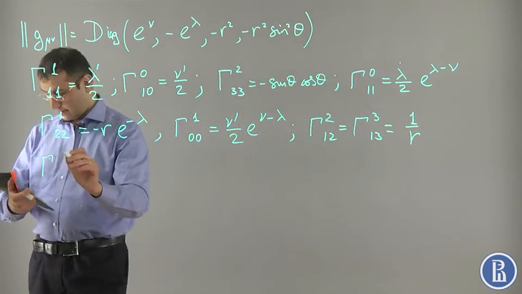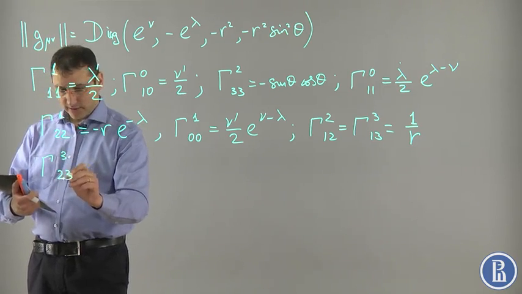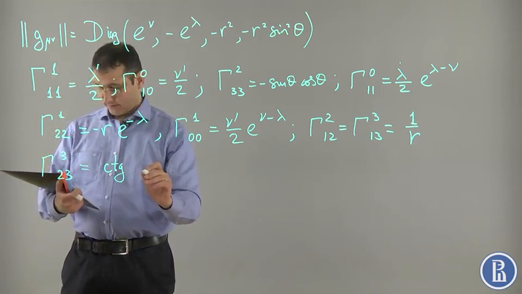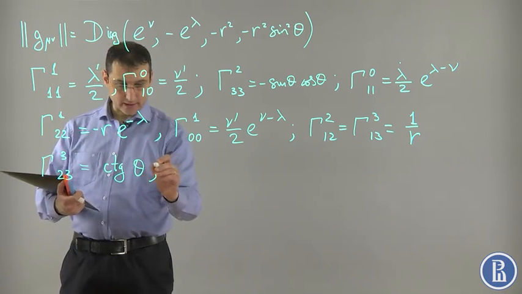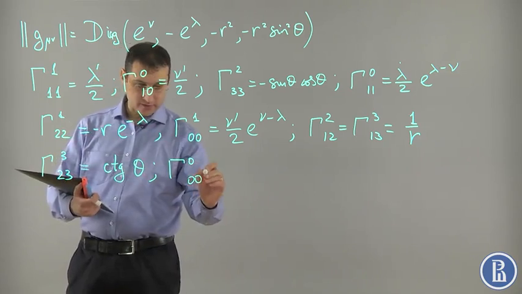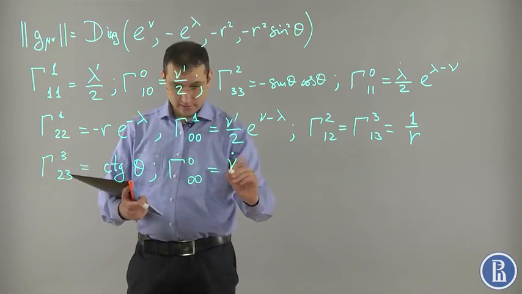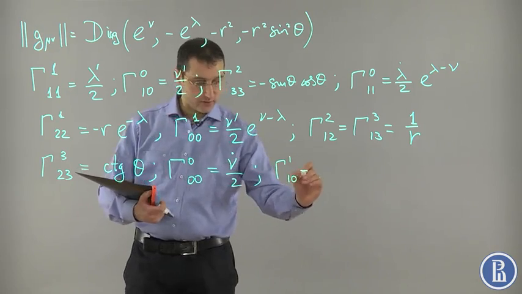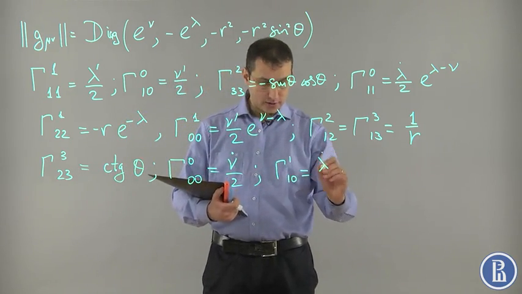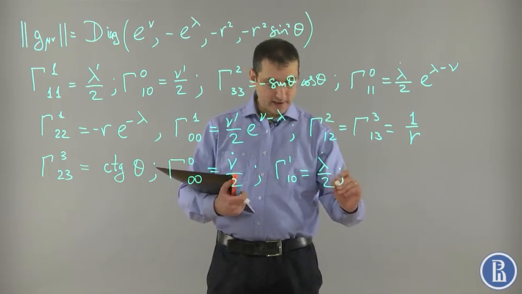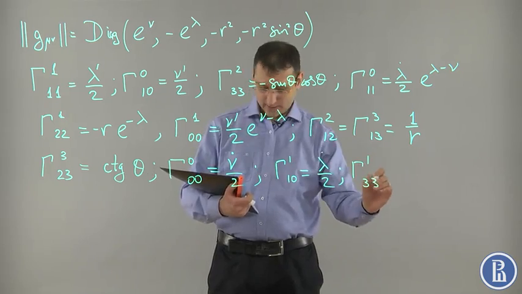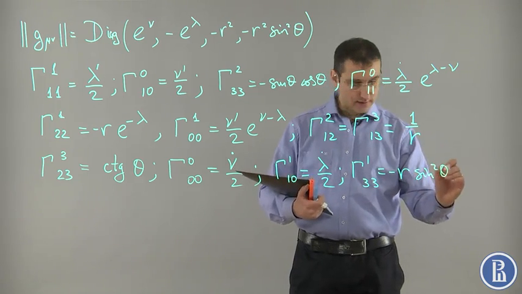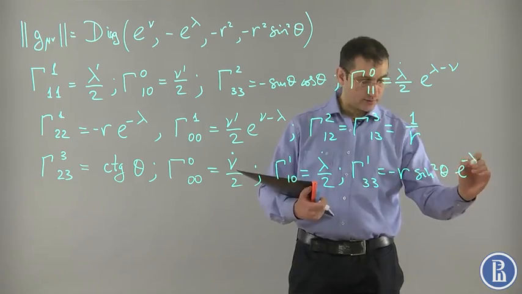and gamma 3, 2, 3 is equal to cotangent of theta, then gamma 0, 0, 0 is nu dot over 2, gamma 1, 1, 0 is lambda dot over 2, and finally gamma 1, 3, 3 is equal to minus r sine squared theta e to the power of minus lambda.